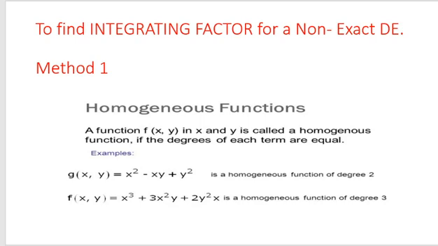So, finally, in f(x,y), the first term x³ is of degree 3, the second term 3x²y is of degree 3 and the third term 2y²x is also of degree 3. Therefore, f(x,y) is a homogeneous function of degree 3.